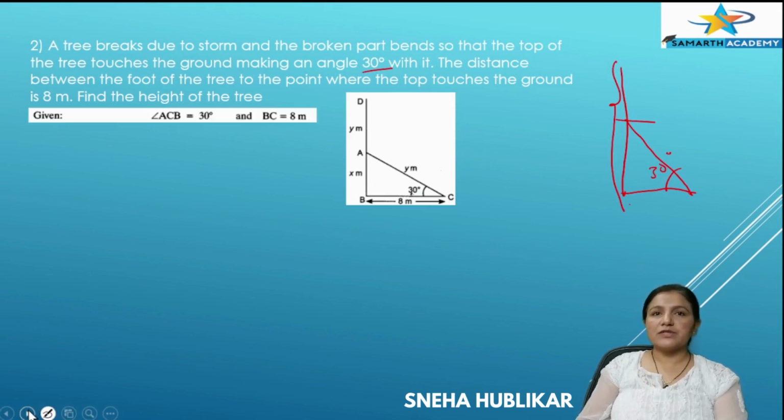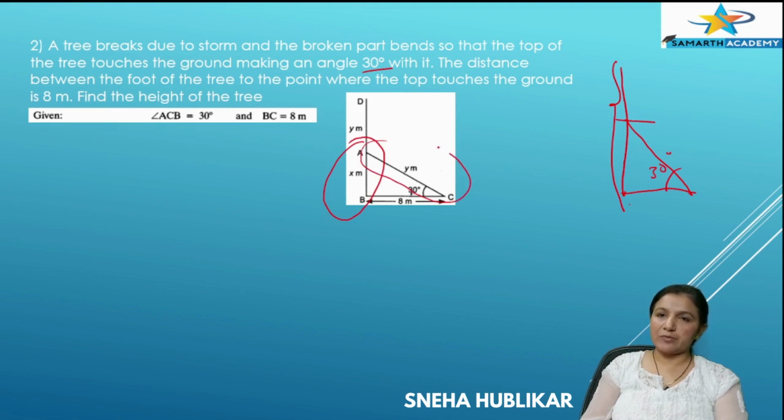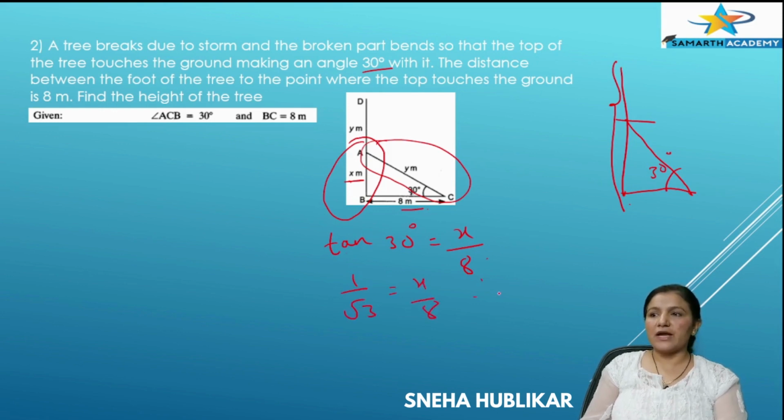Angle ACB is equal to 30 degrees, BC is equal to 8 meters. So for finding the height of the tree, we should find the opposite side as well as the hypotenuse. For the opposite side, we have the adjacent side. So what is the ratio that is related? Tan 30 is equal to x by 8. The value of tan 30 is 1 by root 3, equal to x by 8. Therefore, x is equal to 8 by root 3.